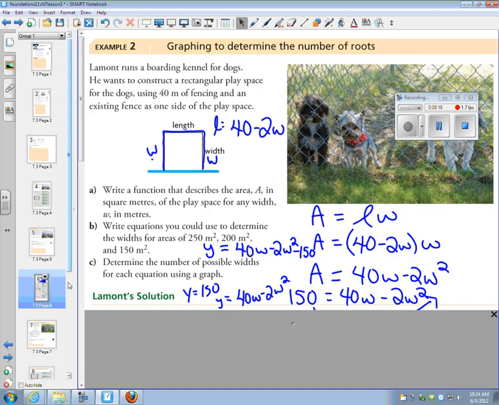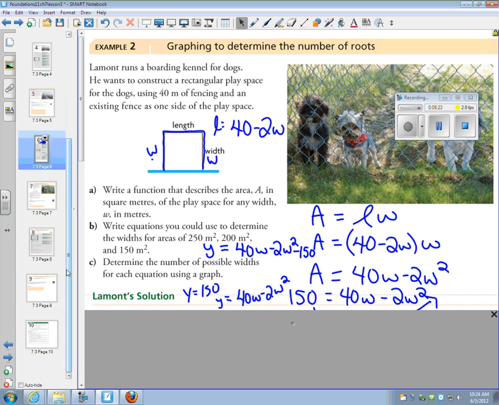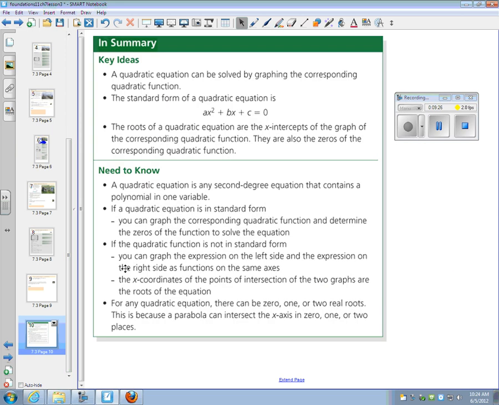There's lots of great examples. We could look at a couple other widths, but we're only going to look at some because you know what? This is all in your textbook. So just to summarize what we learned, a quadratic equation can be solved by graphing the corresponding quadratic function. The standard form is ax squared plus bx plus c equals 0. The roots are the x-intercepts of the graph of the corresponding quadratic function. These are also the zeros. So roots, zeros, same thing.